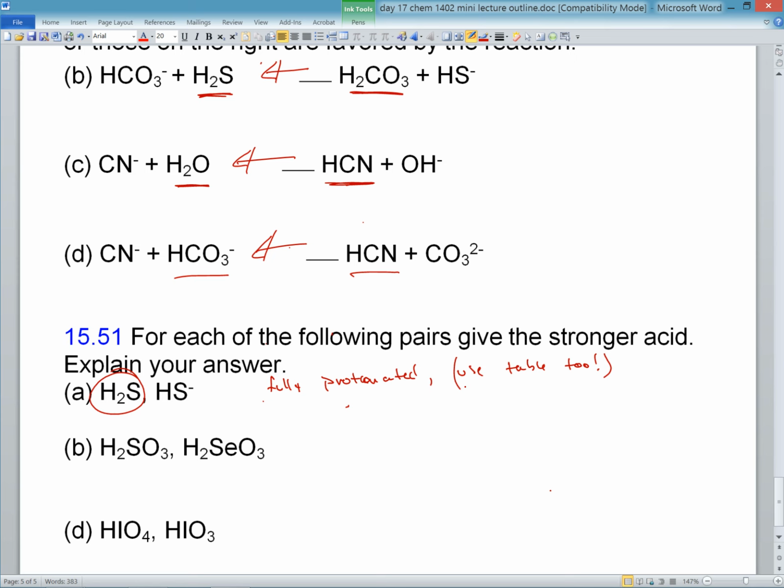Try the other way. Try the polarity thing. Which one is more polar, sulfur or selenium? Sulfur is, right? I mean, it's diagonal from F. So that means that would have to be weaker. So in both scenarios, the selenium acid comes out stronger. And then in D, which one did you pick? Why? Good, more oxygens.